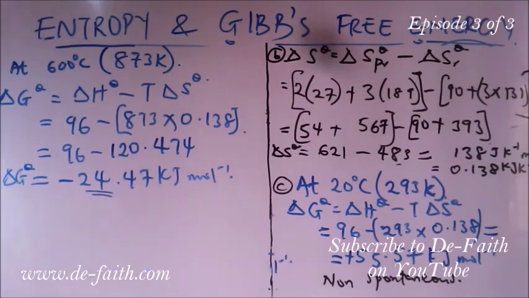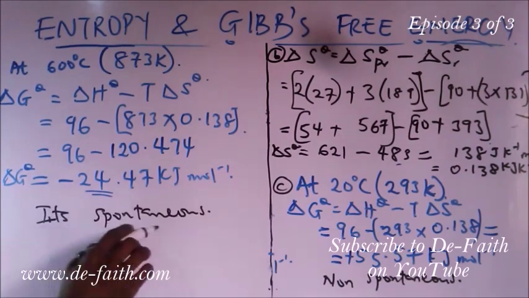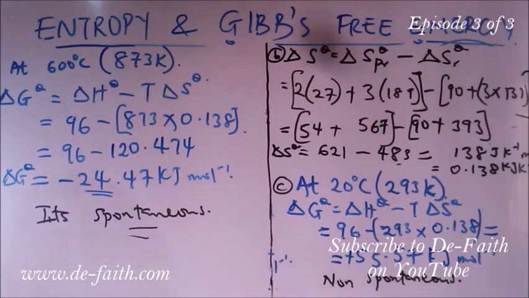So now from here we have a negative value of delta G, and a negative value indicates that it is spontaneous. So a negative value is spontaneous while a positive value is non-spontaneous.